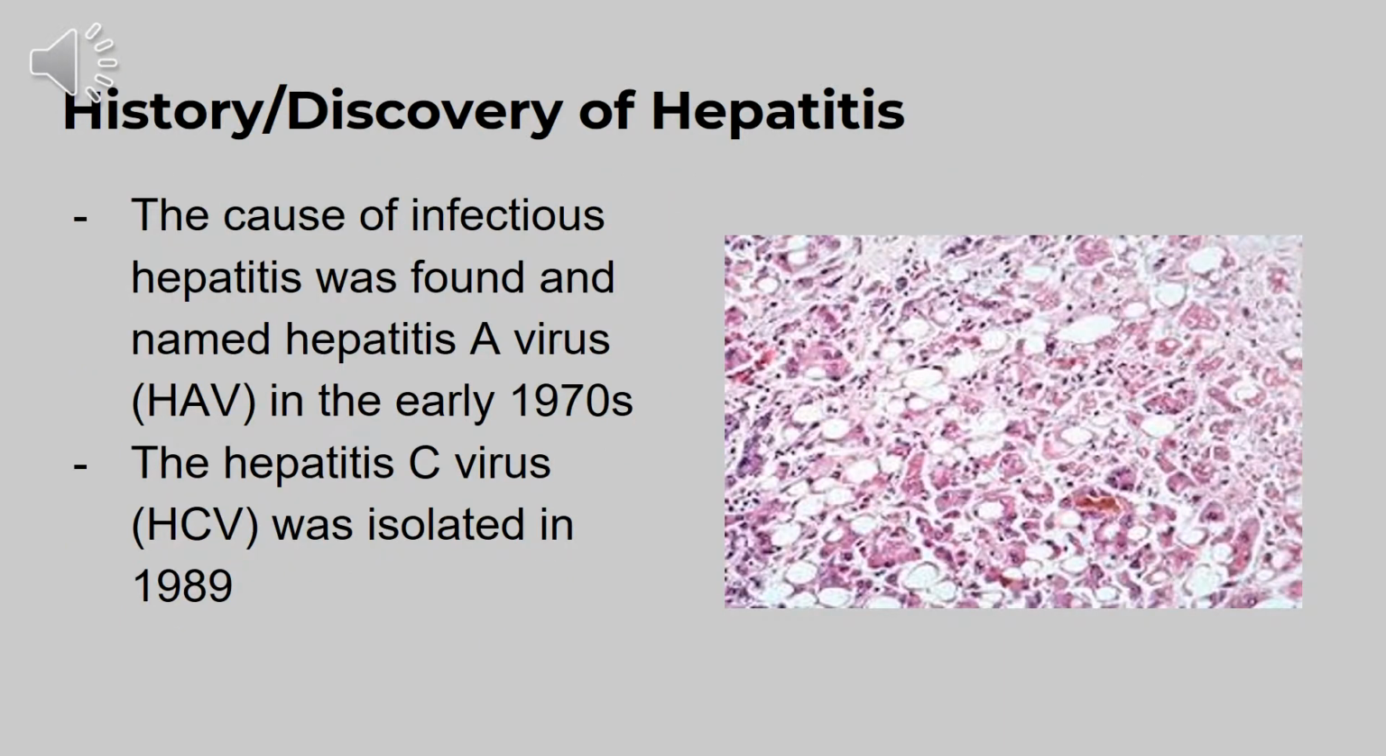Later in the early 1970s, the virus that causes hepatitis A was found and rightfully named hepatitis A virus, or HAV. The hepatitis C virus, or HCV, was found and isolated in 1989. So that one is the newest of the three that we are discussing today.